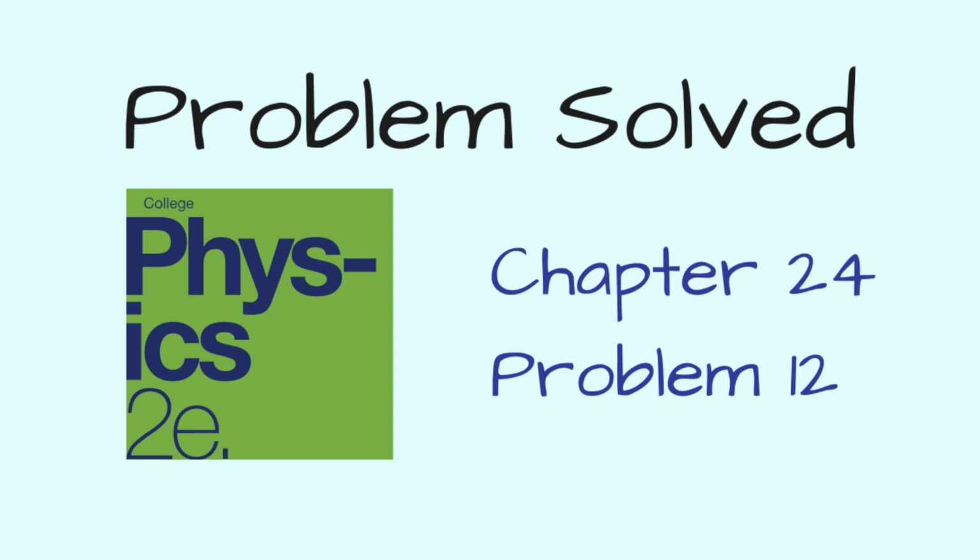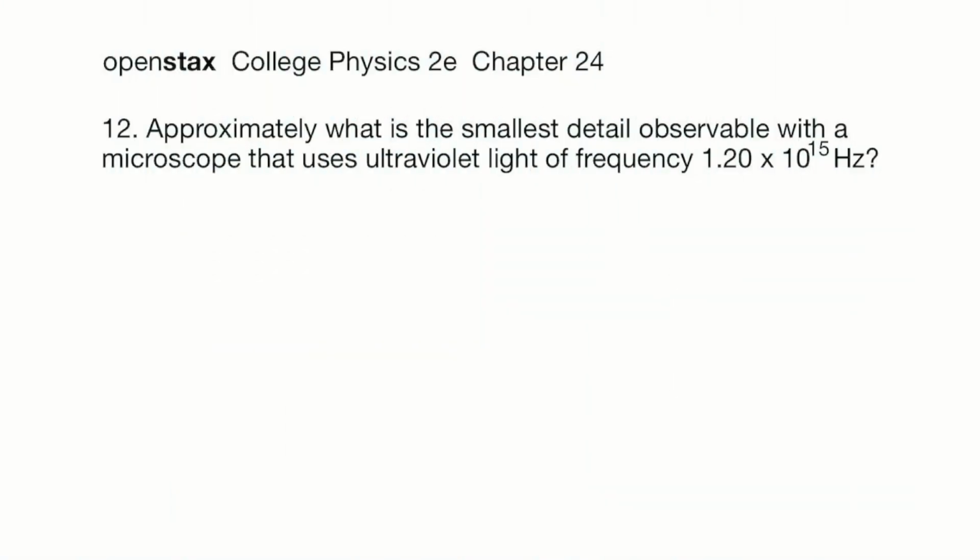Welcome. In this video, we are going to take a look at problem 12. It is from chapter 24 of College Physics 2E by OpenStax. In this problem, we need to find the smallest detail we can observe with a microscope that uses ultraviolet light with the given frequency. So let's start with what we know.